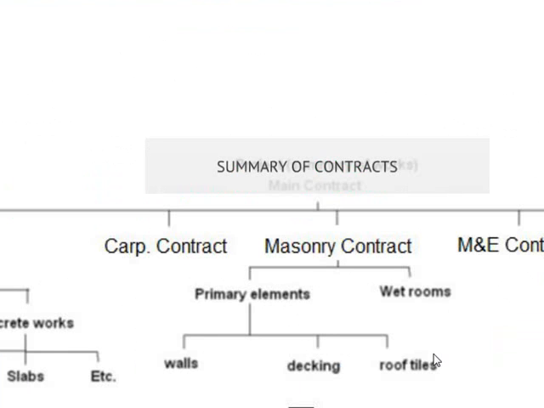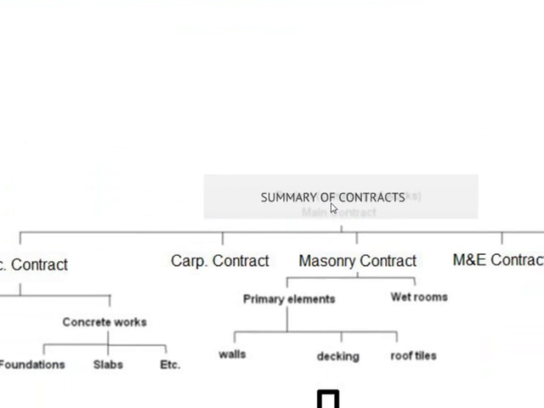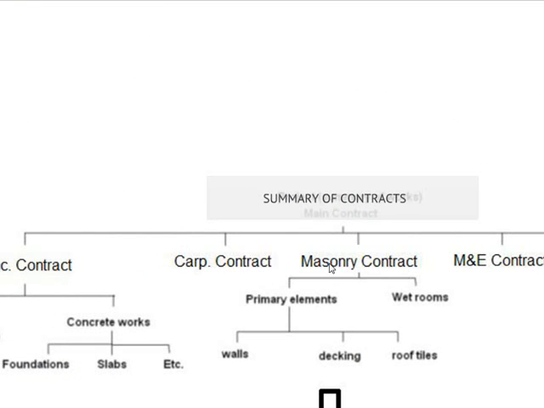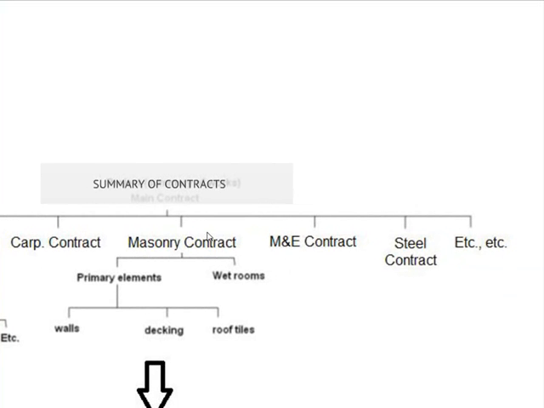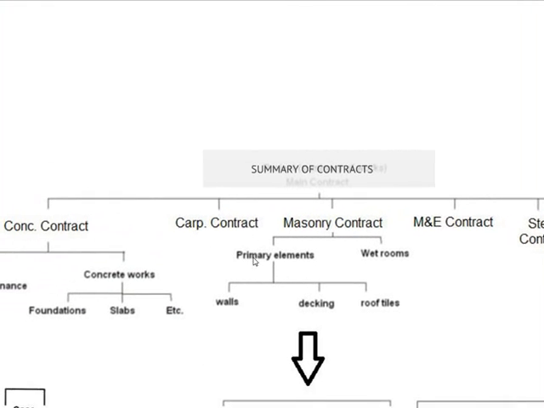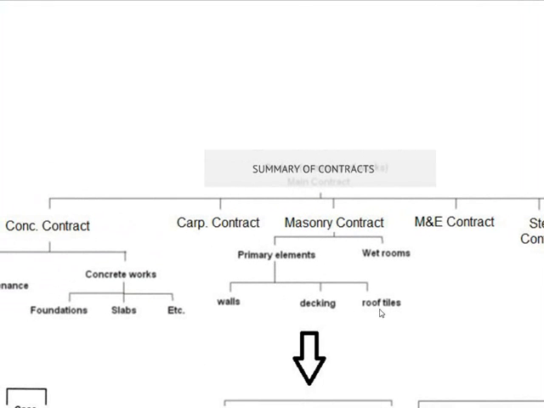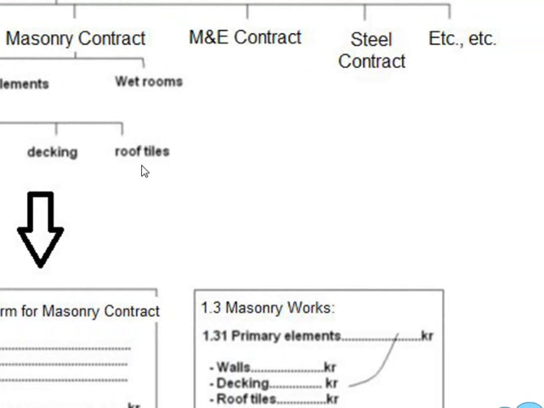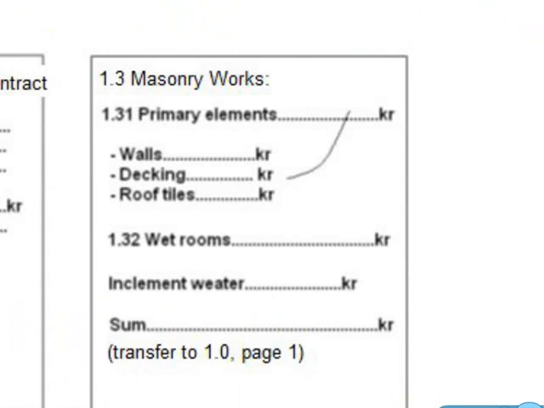Before you start doing your calculation, you should break down your contracts by making a summary of contracts in individual trade contracts and making this work breakdown structure. And for example, if you look at masonry, masonry is broken down into different elements. The purpose of this is to do a calculation for the architects in the beginning, but later on it's going to be used to design the tender forms.